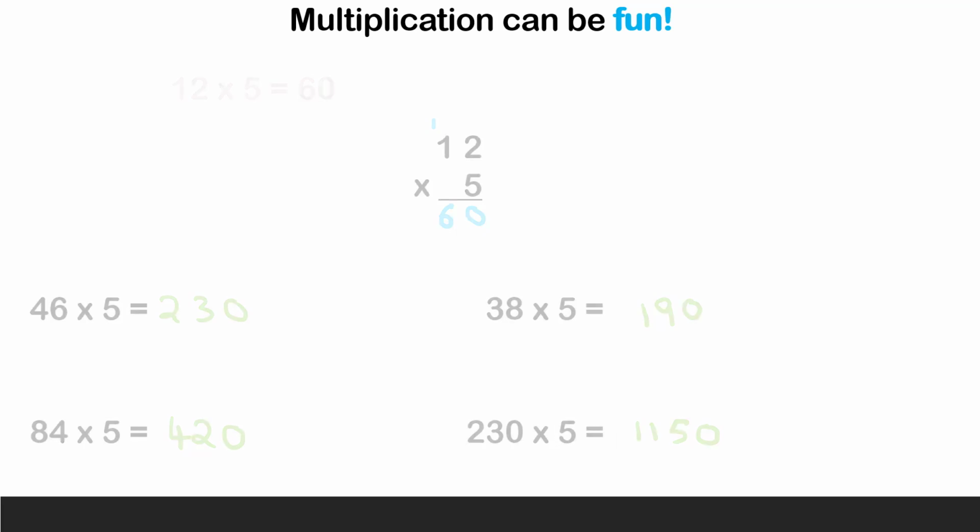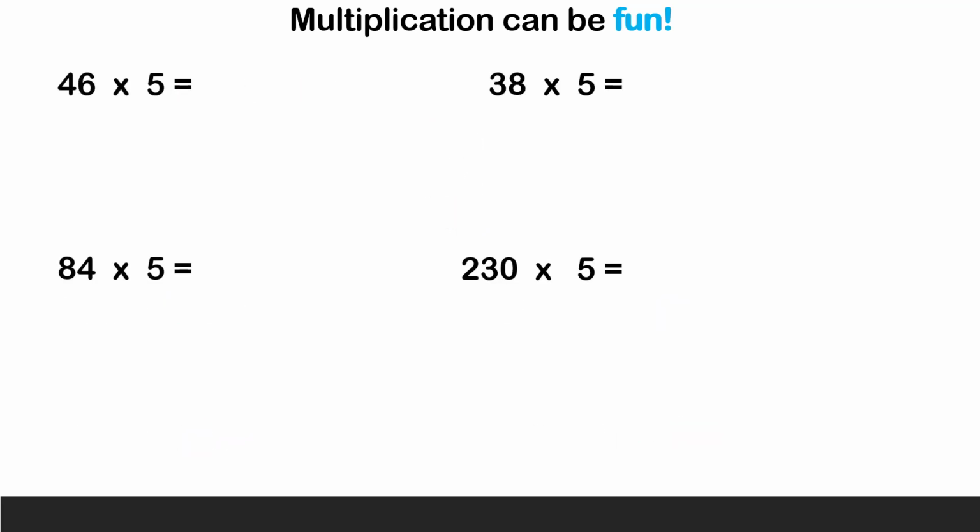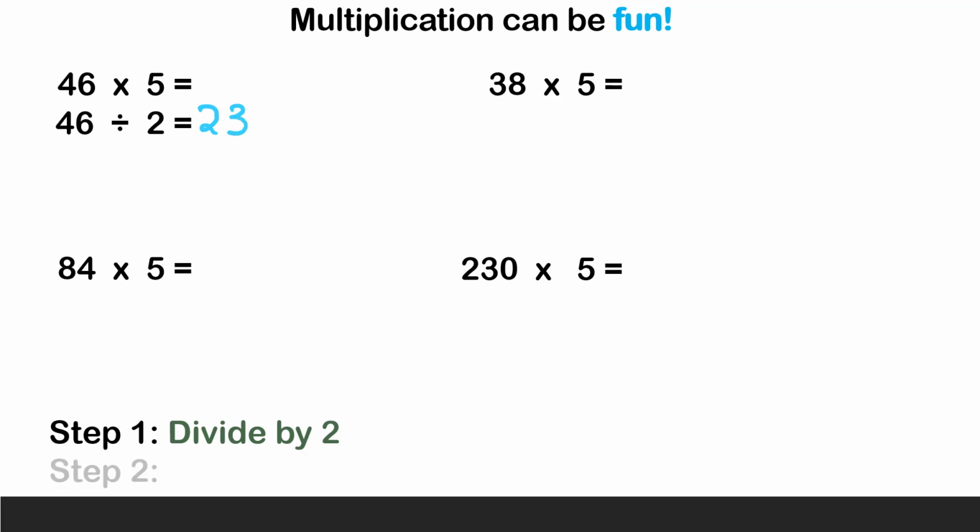Here are the steps I used to get the answers so quickly. Step 1. Divide the number by 2. Let's look at the first example. 46 divided by 2, or half of 46, is 23. Step 2. Multiply the answer by 10. Multiplying a whole number by 10 is extremely easy. All you do is write a 0 after the unit digit. So 23 multiplied by 10, you write the 23 and add a 0. 230 is your answer.